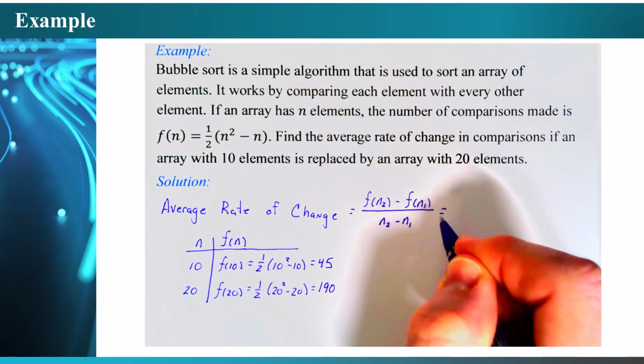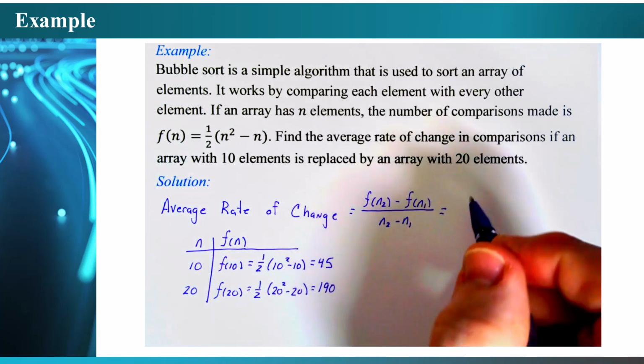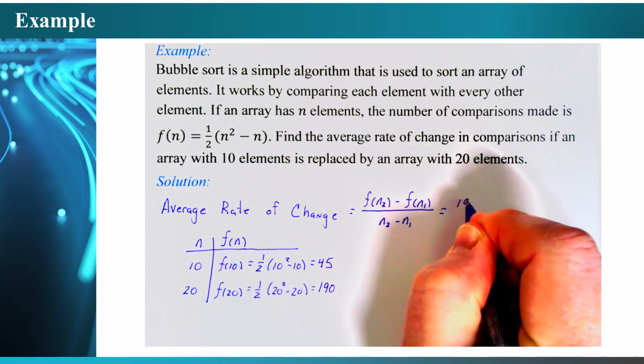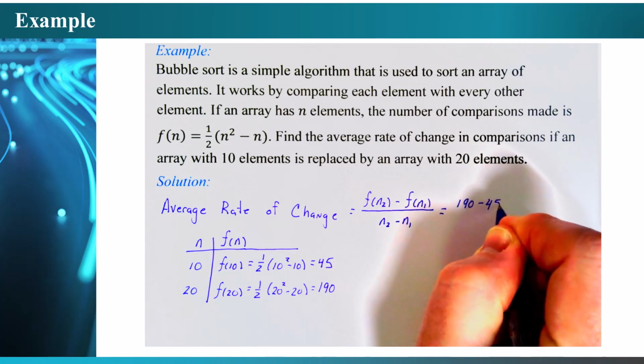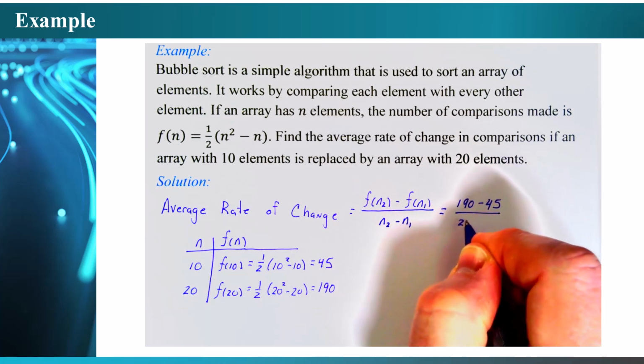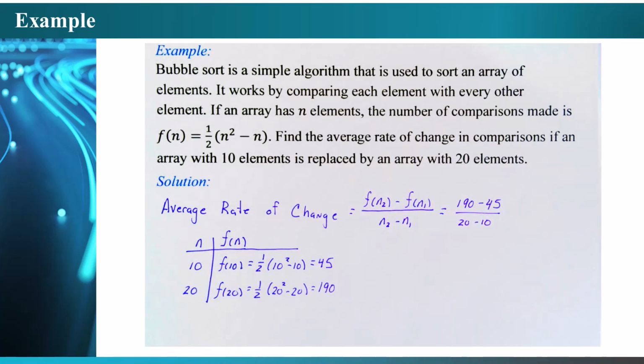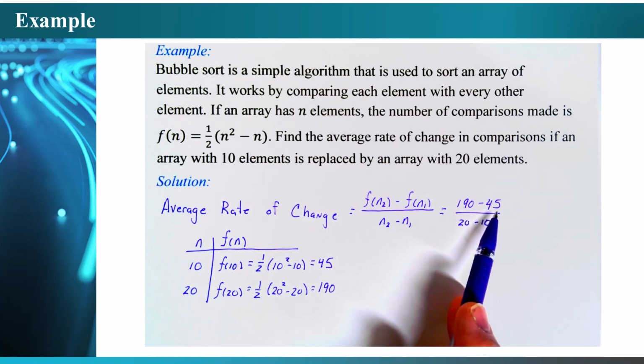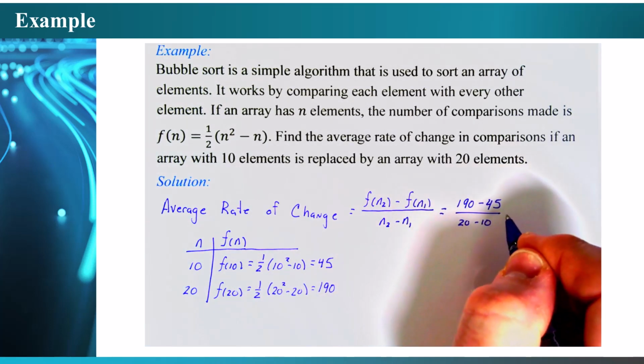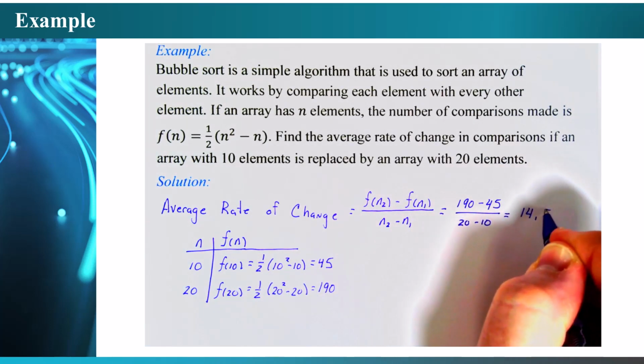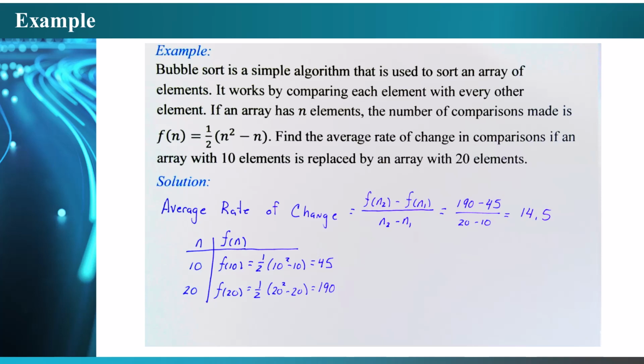And so it looks like in this case, my average rate of change will be 190 minus 45 divided by 20 minus 10. And let's see, 190 minus 45 will give me 145. And in the denominator, I have 10. It looks like that would equal 14.5. So if the number of elements go from 10 to 20, I can expect the number of comparisons to change by an average of 14.5.